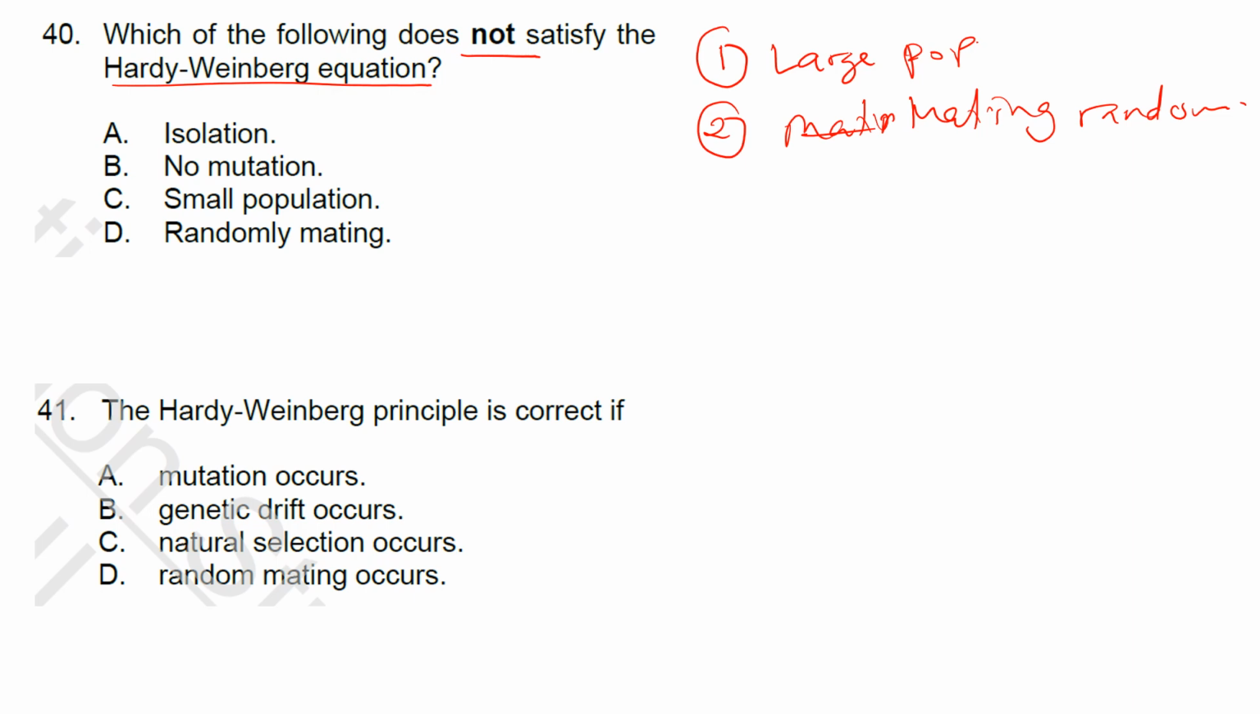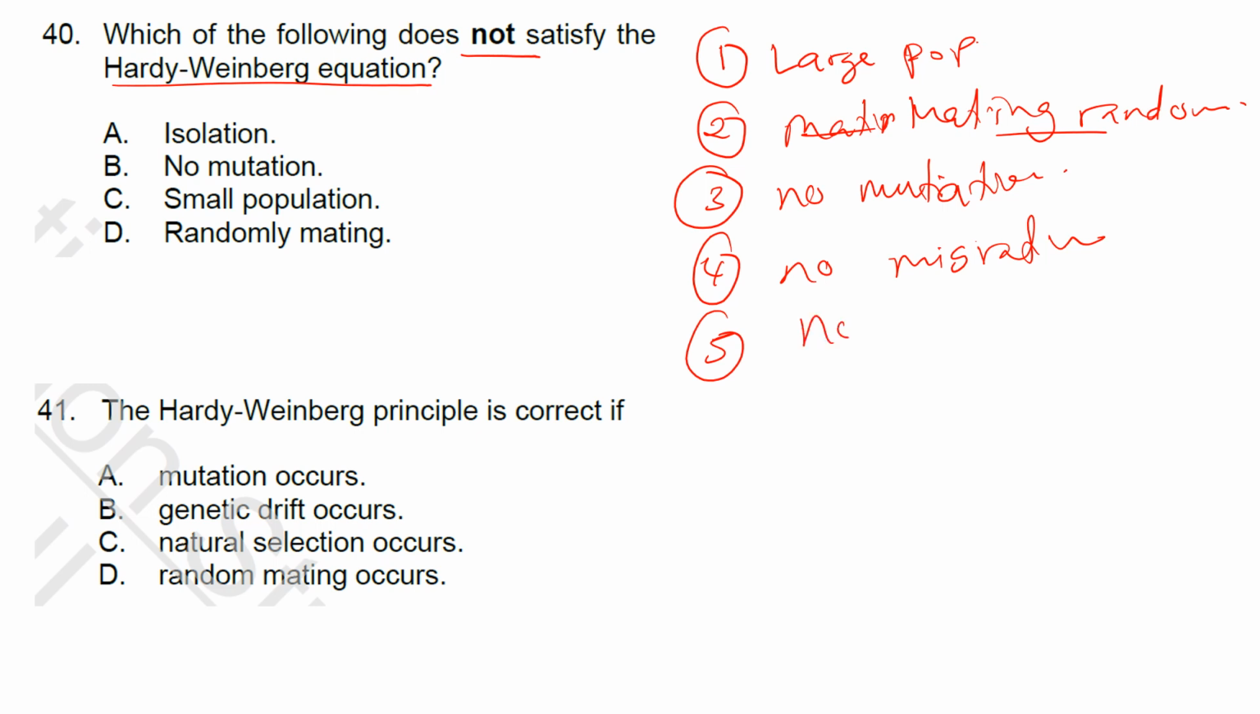So the dominant B allele would be eliminated from the population. So there must be random mating. Sorry, there is random mating. No preference. Like that. Random mating. Number 3, there is no mutation. No mutation. And then number 4, there is no migration. No migration. And lastly, no natural selection.